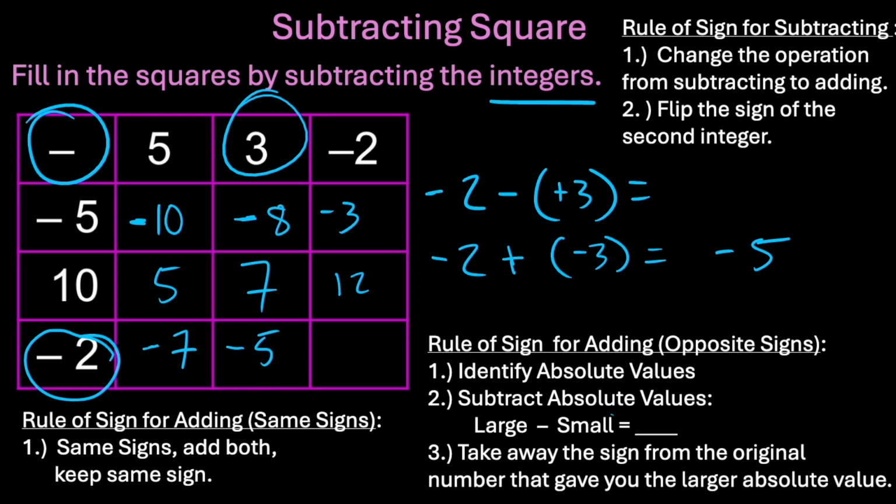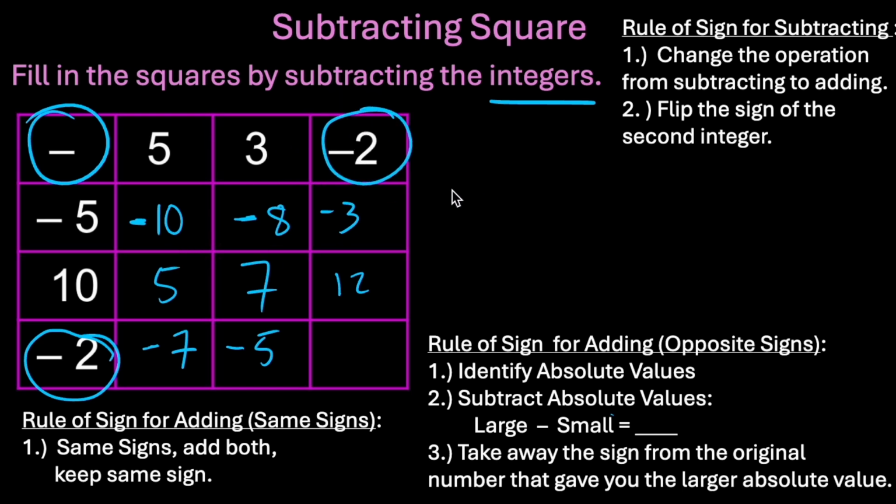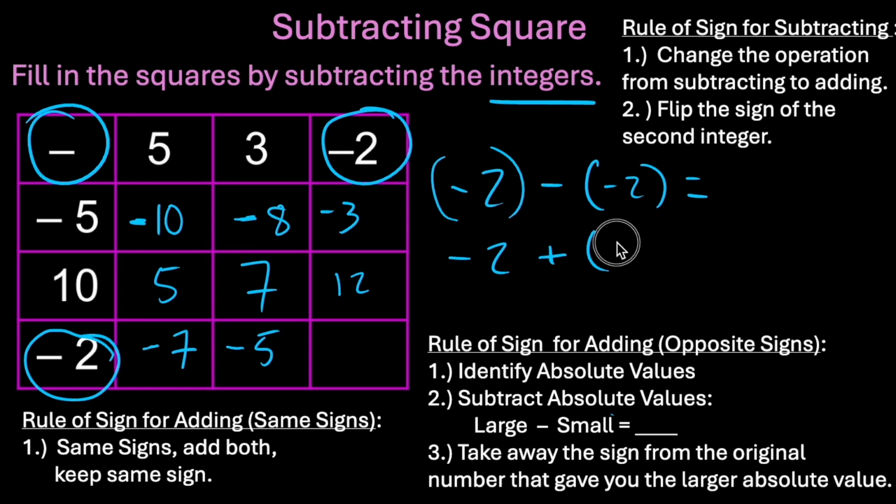All right, one more and we're done. Erase all this. -2 minus -2. Ooh. Separate these 2 numbers. All right. -2 minus -2. We have to bring down the -2, change the operation to addition, and flip the -2 to a positive 2 equals.